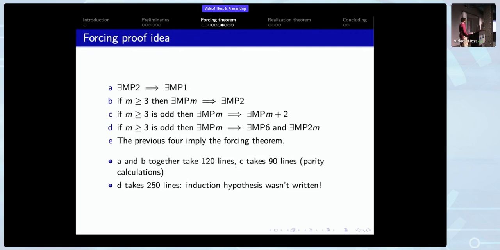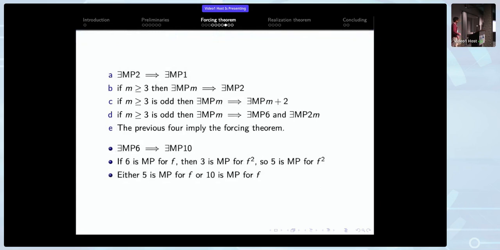Part D, on the other hand, is quite a bit worse. It's a subtle double induction, and the induction hypothesis was never properly written down. It was kind of implicit in what was in the text, which I think hopefully sounds familiar to some people who have formalized stuff before, when there's an induction hypothesis which is never quite clear until you formalize it. But other than that, it wasn't too bad.